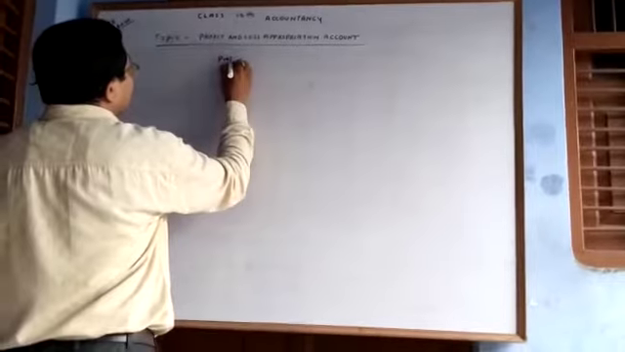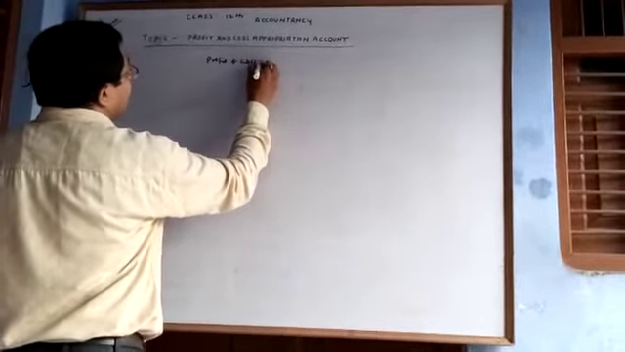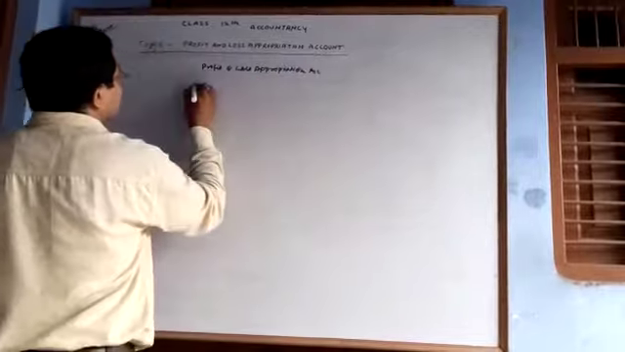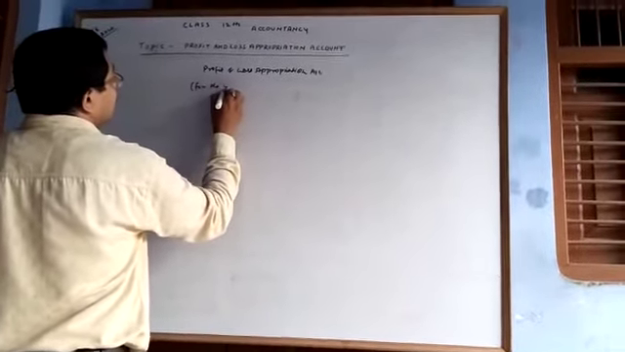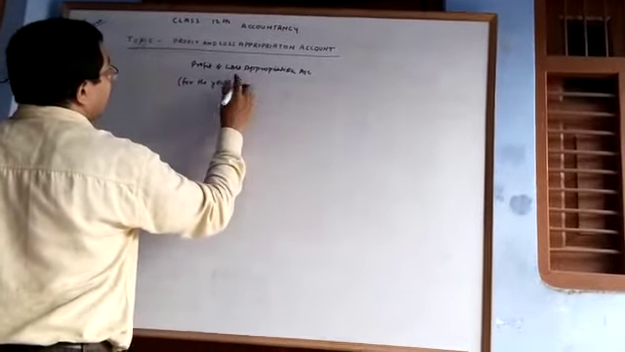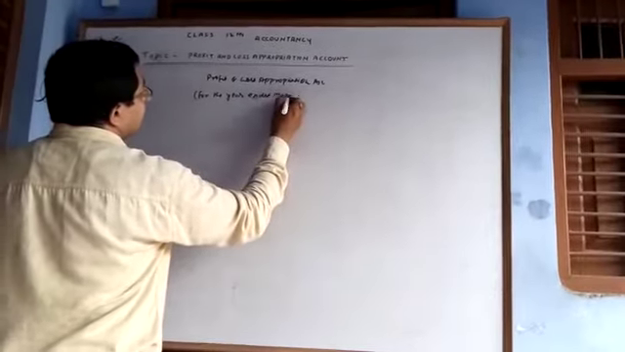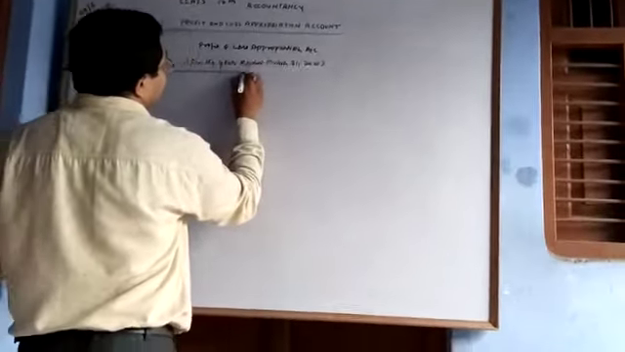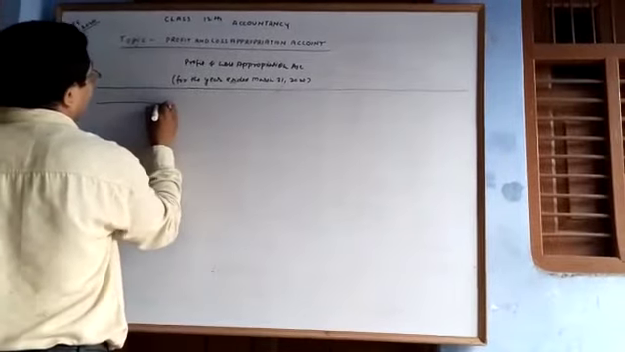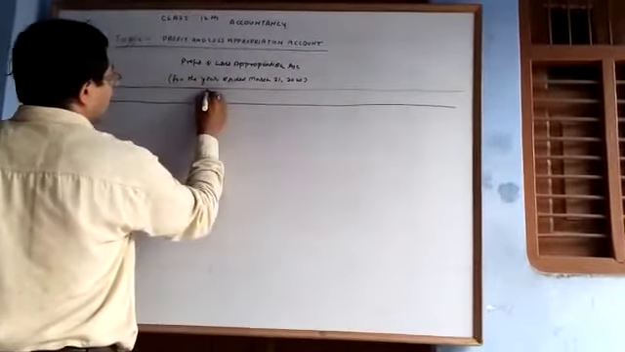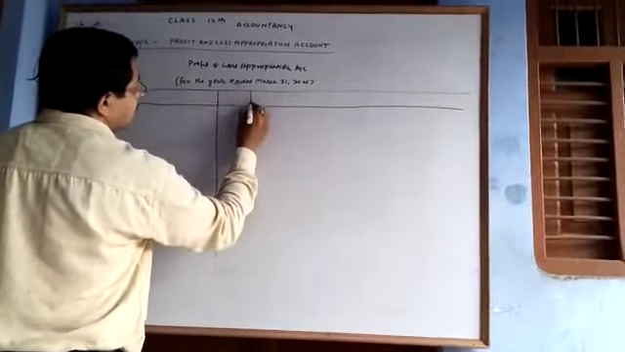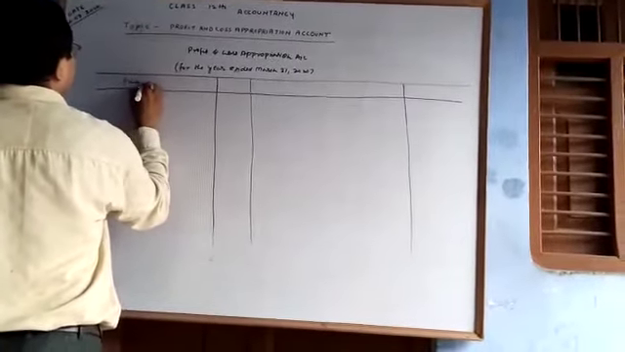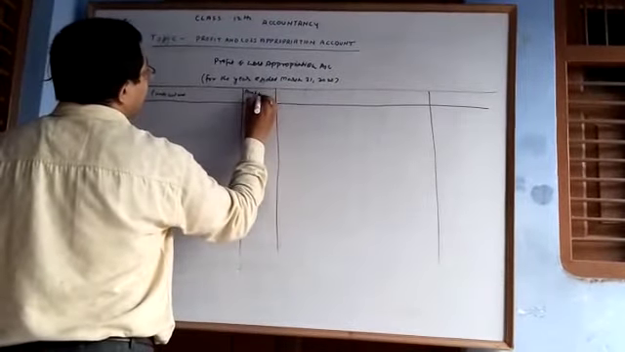Profit and Loss Appropriation Account for the year ended 31st March 2020. Particulars, amount in rupees.